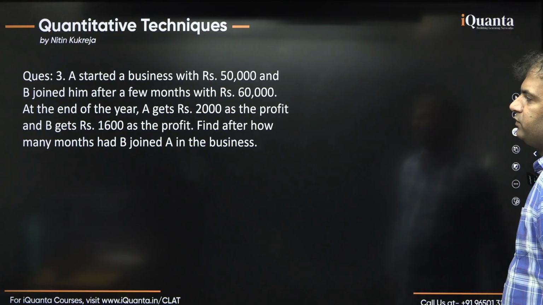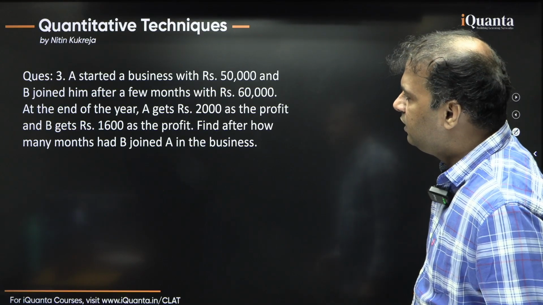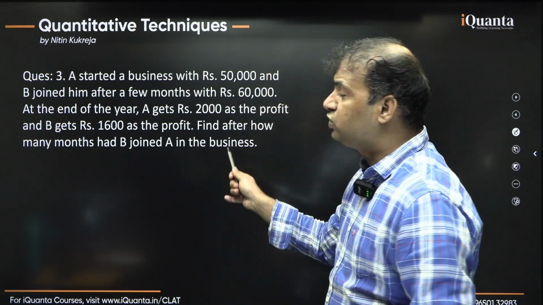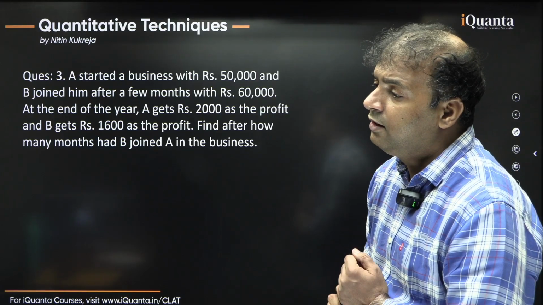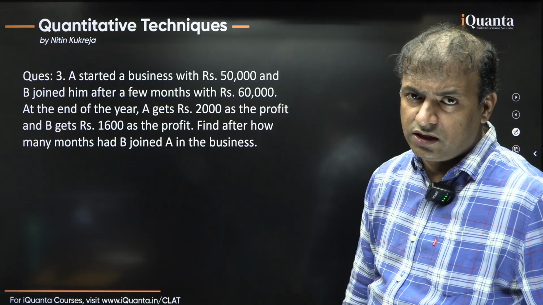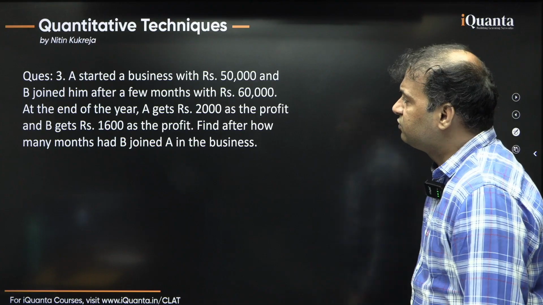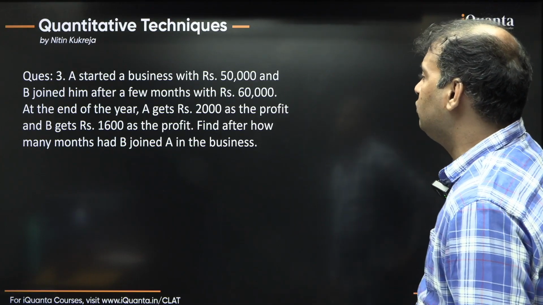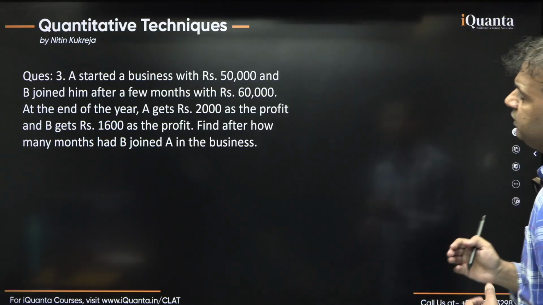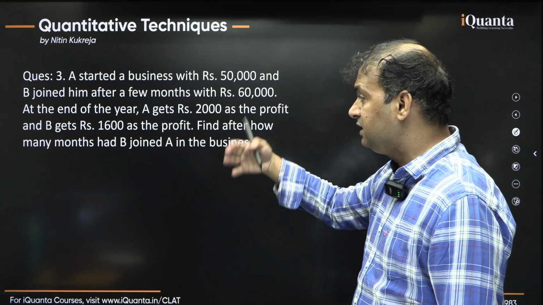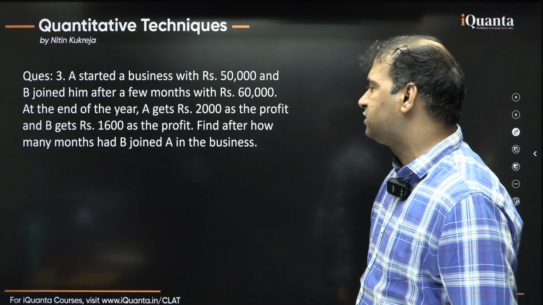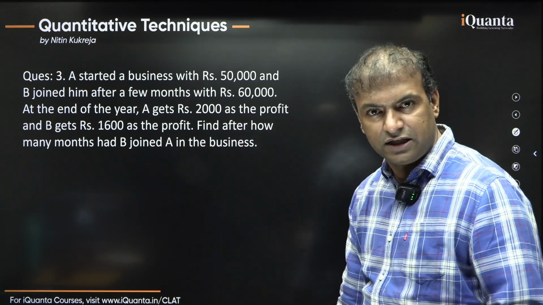Let's move further. Now let's increase the level a little bit more. The question this time says that A started the business with 50,000 and B joined him after a few months. So now people are not starting the business together, they're starting the business one after the other, you can say, right? So A started the business with 50,000 rupees and B joined him after a few months with 60,000 rupees, right? Now they're saying at the end of the year, A gets 2,000 rupees as a profit and B gets 1,600 as a profit. Now find after how many months Mr. B joined Mr. A in this particular business.